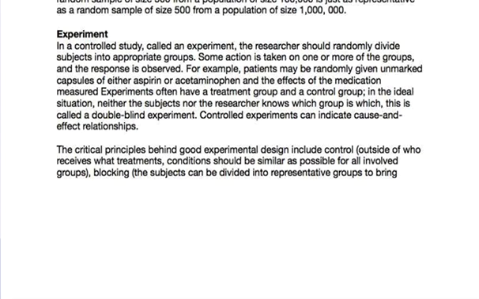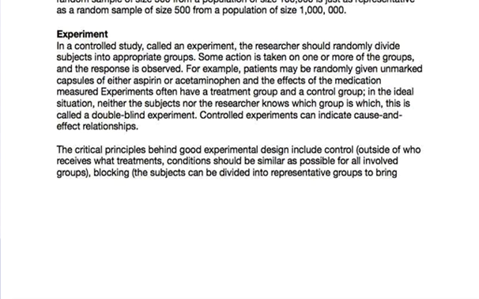And so it is the ideal situation that neither the subjects nor the researcher know which group is which, so which group is the treatment group and which is the control group. And this is what we call a double-blind experiment. Controlled experiments can indicate cause and effect relationships. And so that's the purpose of having these controlled experiments, is that we can say for sure that a particular treatment is having an effect.